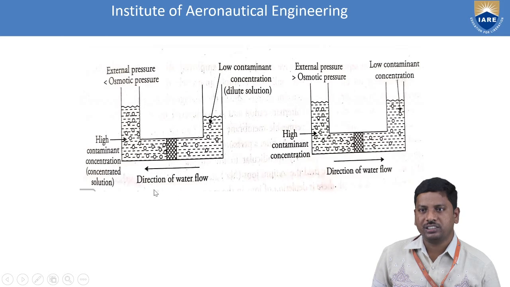That means in osmosis, the water flows from lower concentration to higher concentration when both are separated by a semi-permeable membrane. But what happens in reverse osmosis? The direction of the flow takes place from higher concentration to lower concentration when both are separated by a semi-permeable membrane. So this is the main difference between osmosis and reverse osmosis.